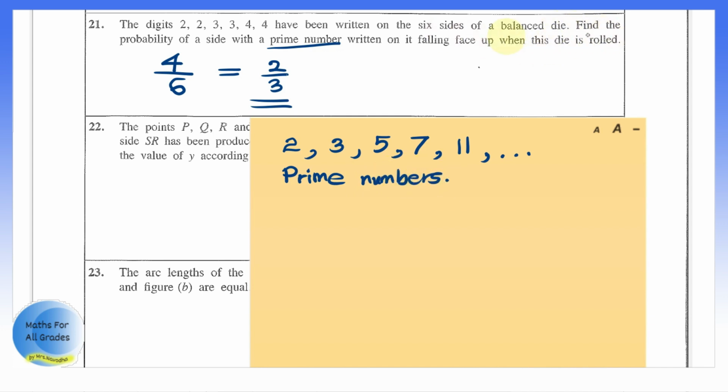Now they ask for the probability of a side with a prime number falling. So 1, 2, 3, 4, 5, 6. There are 6 options that can fall. Among these 6, how many prime numbers are there? 2, 2, 3, 3. These are the prime numbers. Count with me: 1, 2, 3, 4. There are 4 prime numbers. So this is the probability. Let's simplify it. 2 times 2, 2 times 3. So the answer is 2 over 3.